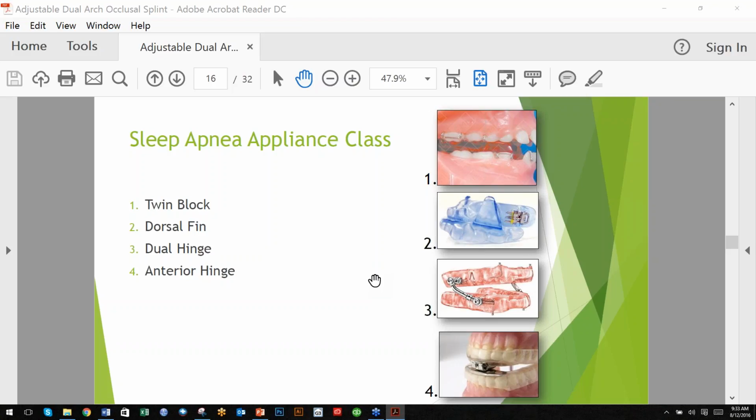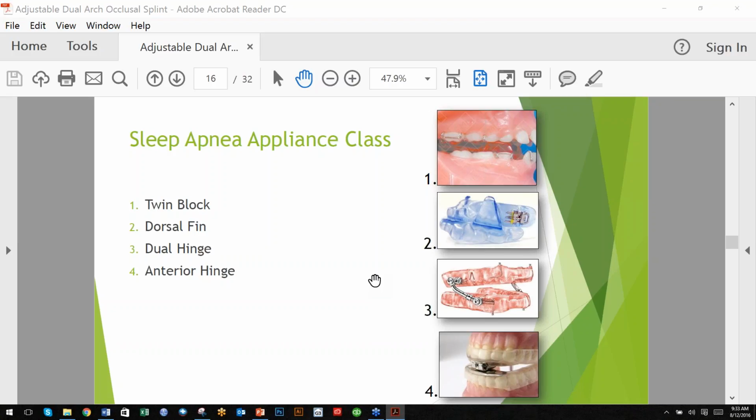So I talk about twin blocks, and now there's a series of quote unquote twin block guards out there, and we'll talk about them. There's dorsal fins, probably one of the more common, probably number 1 or 2 type or class of appliance out there. We'll talk about a variety of those types of appliances.